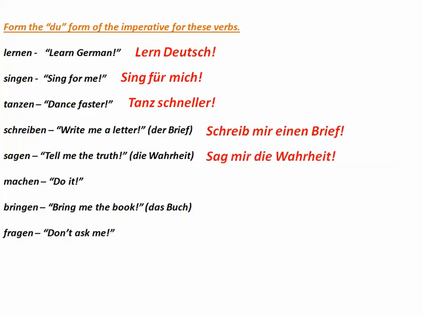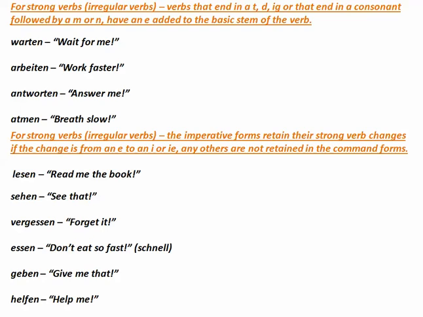Okay, tell me the truth. Sag mir die Wahrheit. Normally, du sagst. I drop the st and I have just the command form. Sag mir die Wahrheit. Mach es. Bring mir das Buch. And you can also form negatives by throwing in nicht. Frag mich nicht.